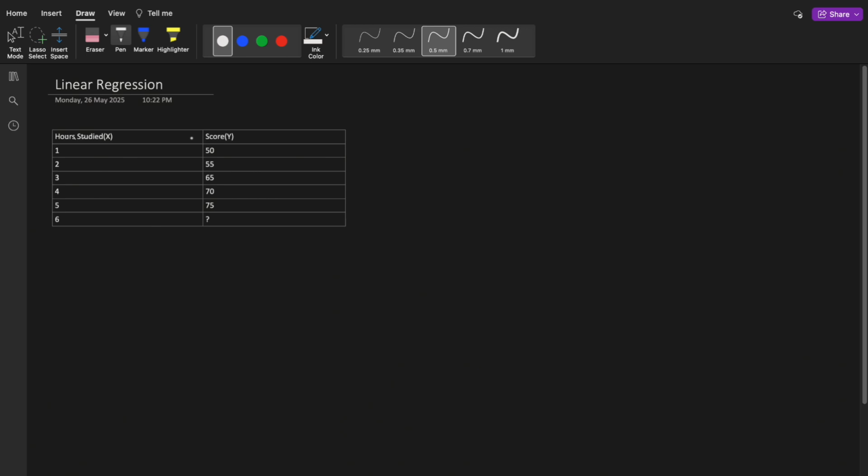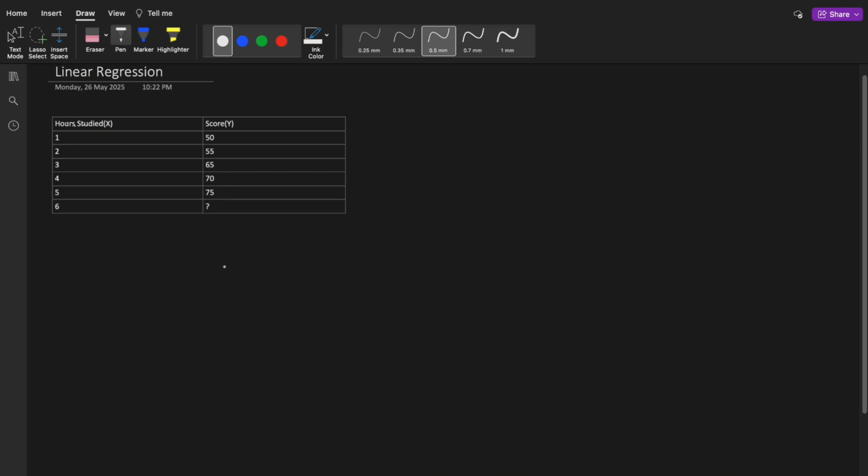So how to solve the problem using the linear regression? Here we got the hours studied and then we got the score. So what would be the score if a person would study 6 hours? So let's calculate it. So here we got some of the formula.